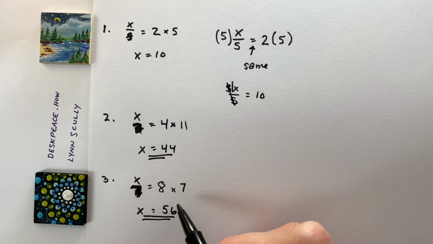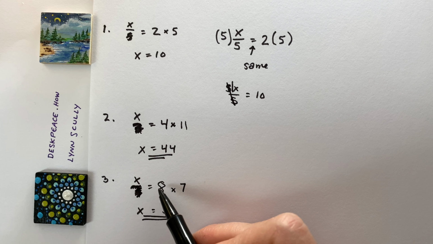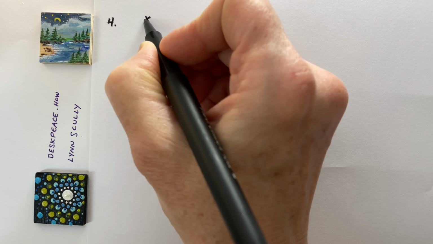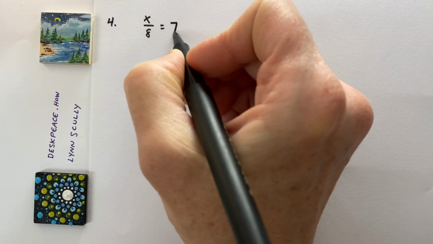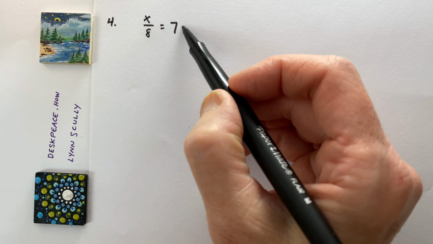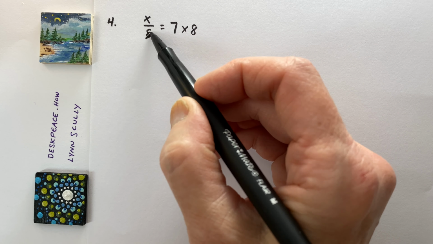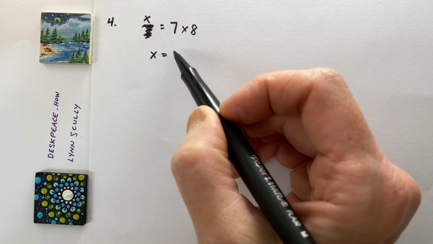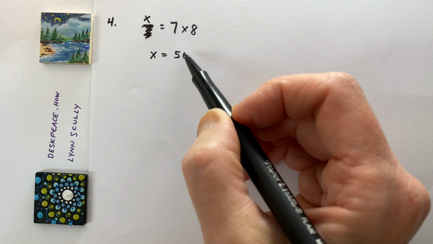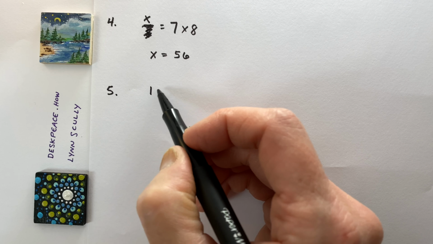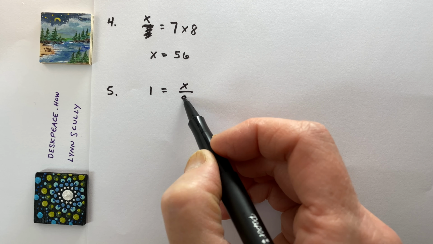Remember, 5, 6, 7, 8. 7 times 8 is 56. Number 4, x over 8 equals 7. Here's my unknown. 8 is attached by division, move it by multiplication to the other side of the equal sign. That undoes the division, and I get x equals 56 again. 5, 6, 7, 8. Number 5, 1 equals x over 9.